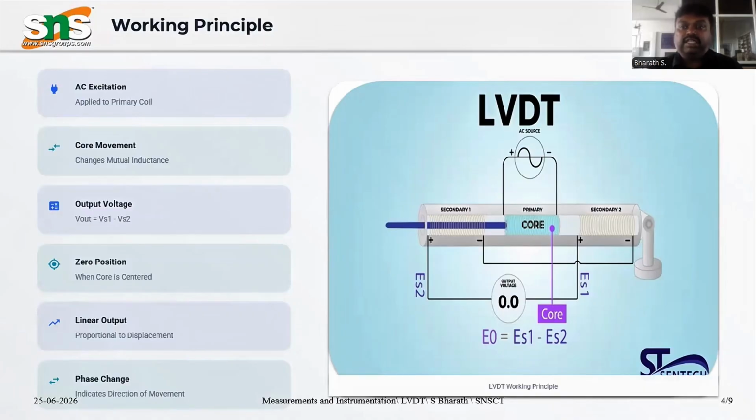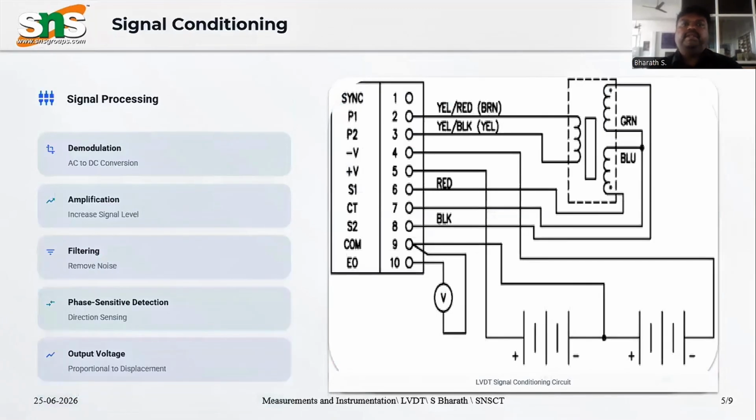The phase change indicates the direction of movement. So this converts electrical to mechanical or mechanical to electrical forms. It is a very simple principle behind the concept of LVDT. Hope you understood. Signal conditioning is done in the LVDT with the help of some processing: demodulation, which is AC to DC conversion; amplification, which increases the signal level; and filtering, which removes the noise signals, and then the output is measured.